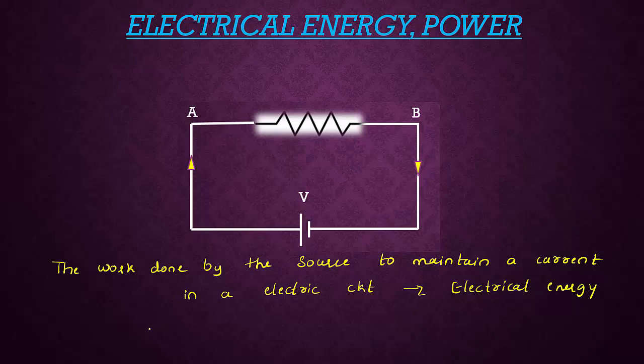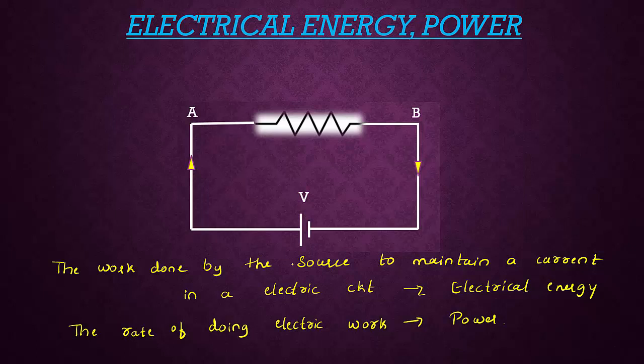And what is power? Power is the rate of doing work. So what type of work is it doing here? Here power means the rate of doing electric work. So, electric energy is the work done by the source to maintain a current in an electric circuit, and power is the rate of doing electric work.